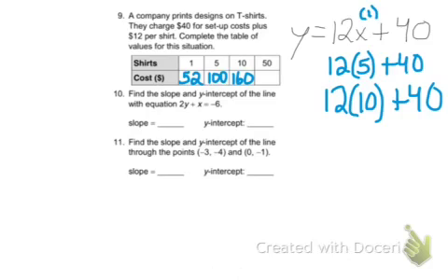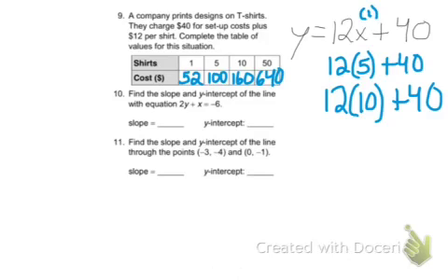And then plug 50 in. 12 times 50 is 600, plus 40 is 640. Simply create the equation, and that problem becomes so much easier.